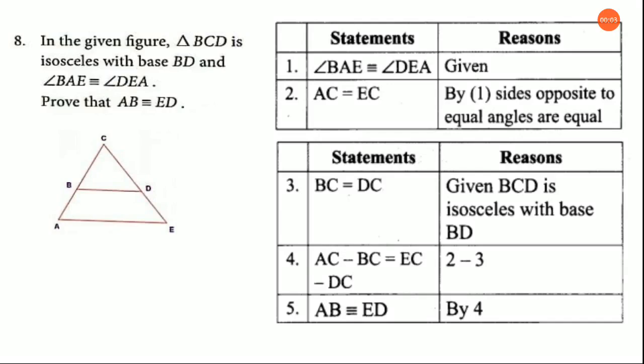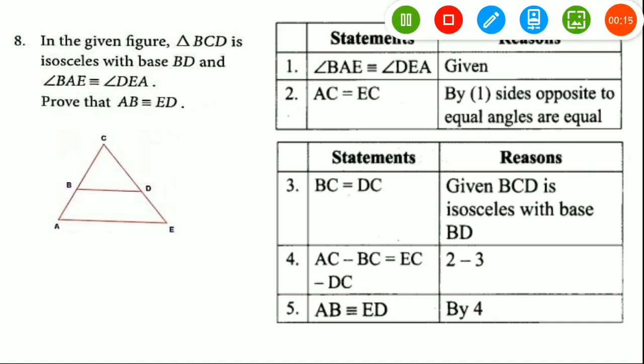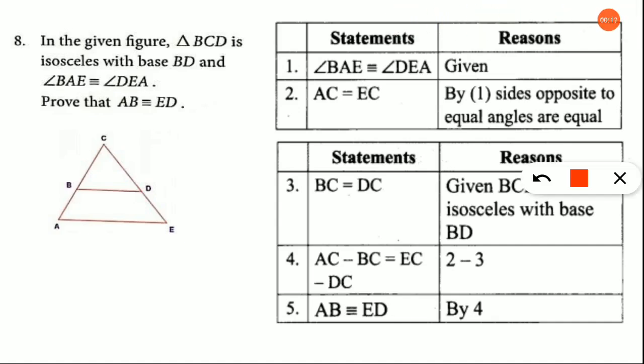Now look at the eighth sum. In the given figure, triangle BCD is isosceles with base BD, and angle BAE is congruent to angle DEA. Prove that AB is congruent to ED. You are going to prove this line is congruent to this line. Okay, in order to prove that, first let us use whatever hints they have given. This triangle BCD is isosceles. They are mentioning that this triangle is isosceles with base BD. It means these two angles are the same.